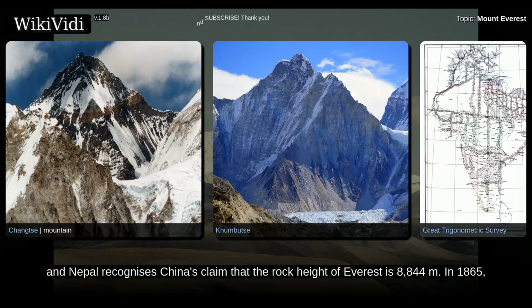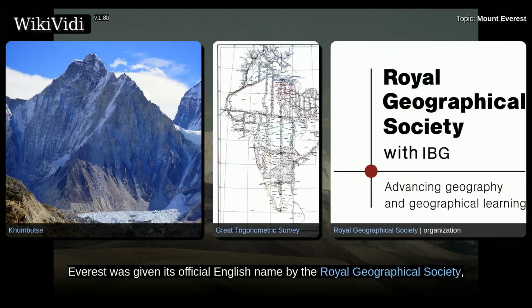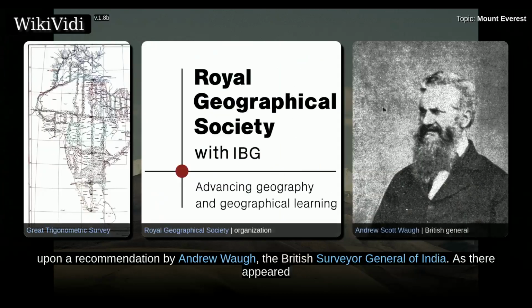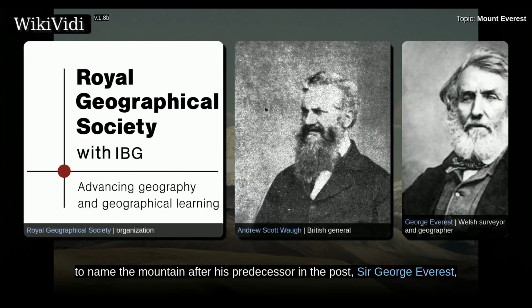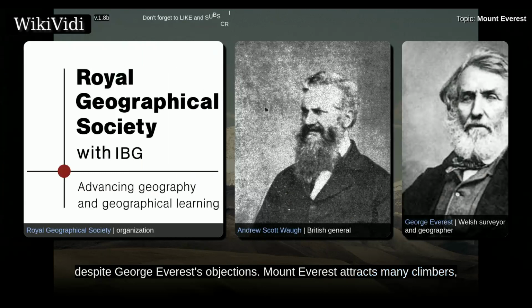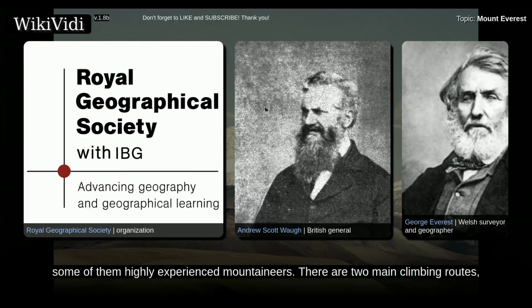And Nepal recognizes China's claim that the rock height of Everest is 8,844 meters. In 1865, Everest was given its official English name by the Royal Geographical Society, upon a recommendation by Andrew Waugh, the British Surveyor General of India. As there appeared to be several different local names, Waugh chose to name the mountain after his predecessor in the post, Sir George Everest.